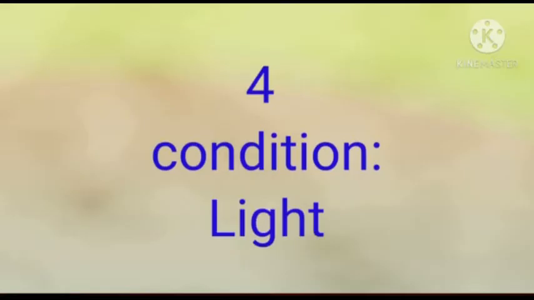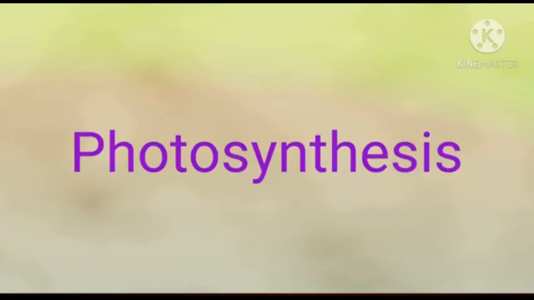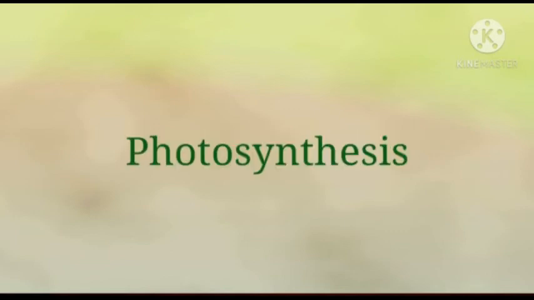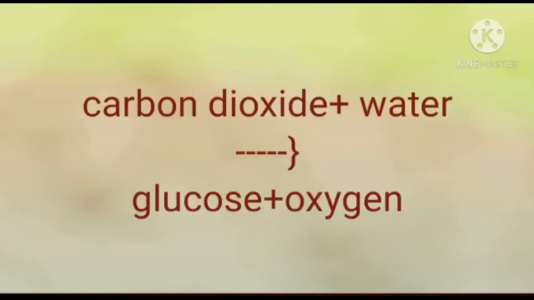The fourth condition is the light, and you know that the photosynthesis process is never completed without the light. Sunlight is very important. So some chemical reactions take place in the presence of light, and the best example is photosynthesis. In this process, carbon dioxide and water react in the presence of chlorophyll and sunlight to produce glucose and oxygen. These are the products.